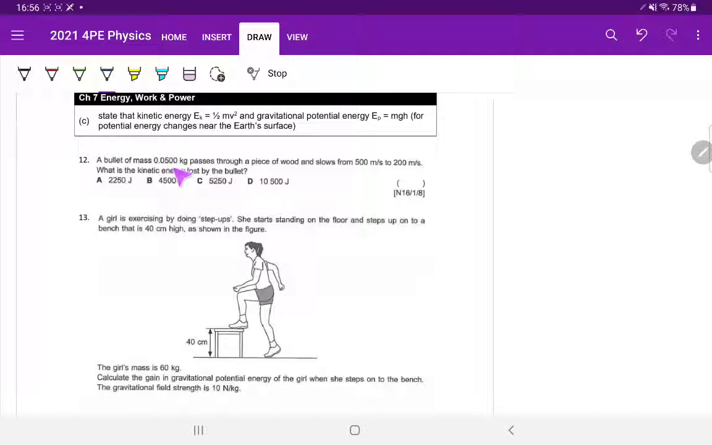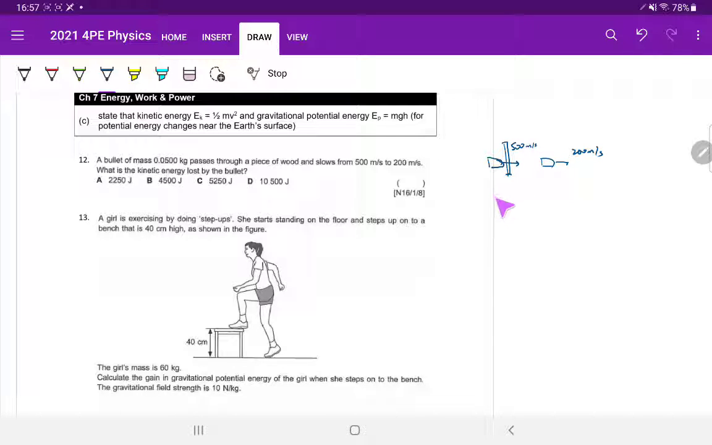A bullet of mass 0.0500 kg passes through a piece of wood and slows from 500 to 200. So I have a bullet, right? It's going to hit a piece of wood. It goes through. Here it's going at 500 meters per second. Here it's going at 200 meters per second. So what's the kinetic energy lost by the bullet?